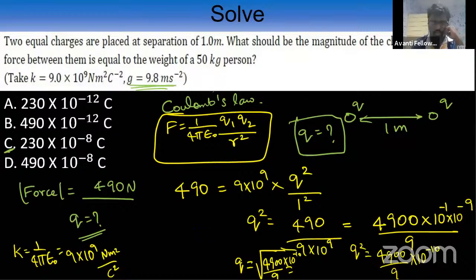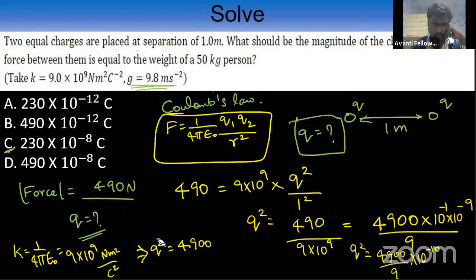Okay, uh-oh. There is an error in the options given, guys. What happens is, square root of 4900 by 9 into 10 power minus 10, right? So even this 10 power minus 10 comes under the square root.